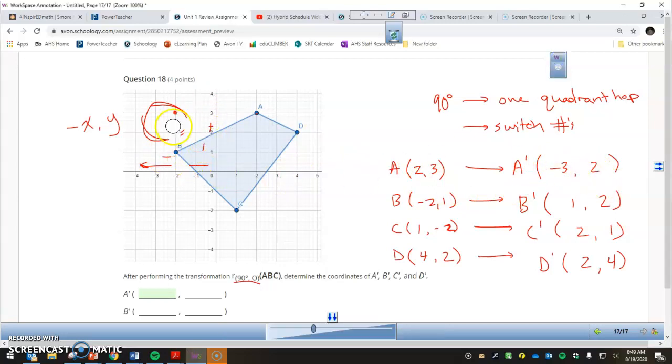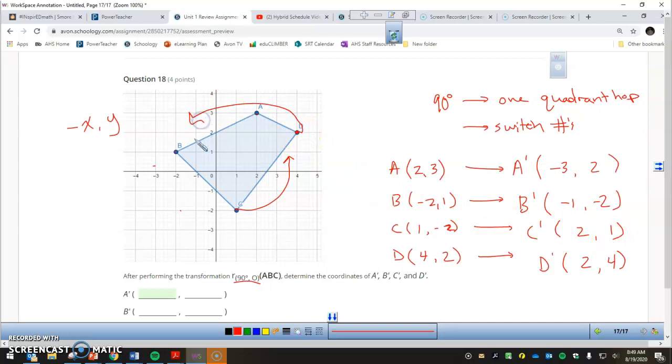For B, B starts off in this quadrant. A 90 degree hop, we'll put it down in here where they're both negative. So negative 1, negative 2. C, 90 degrees, would put it up to this quadrant. So they're both positive. D would be hopping over to this quadrant. So it's negative x, positive y. So these are our new points.